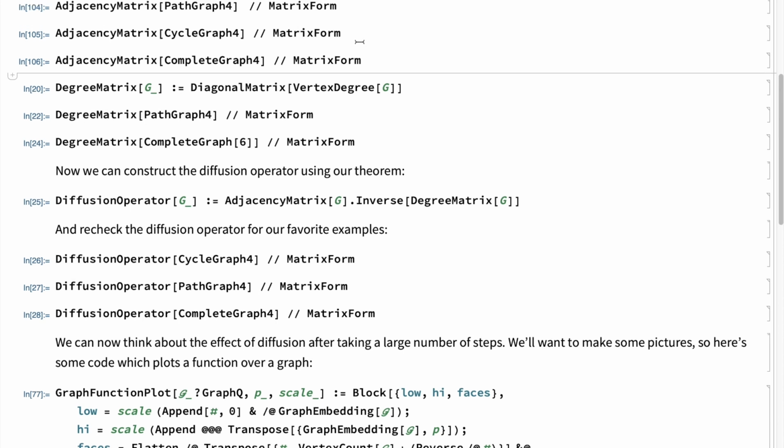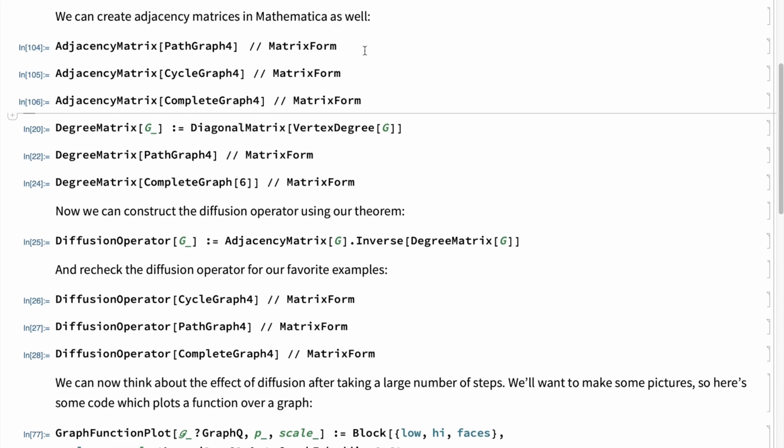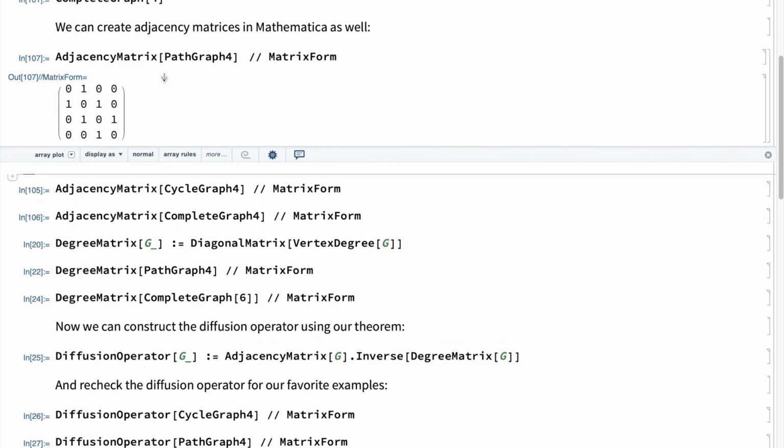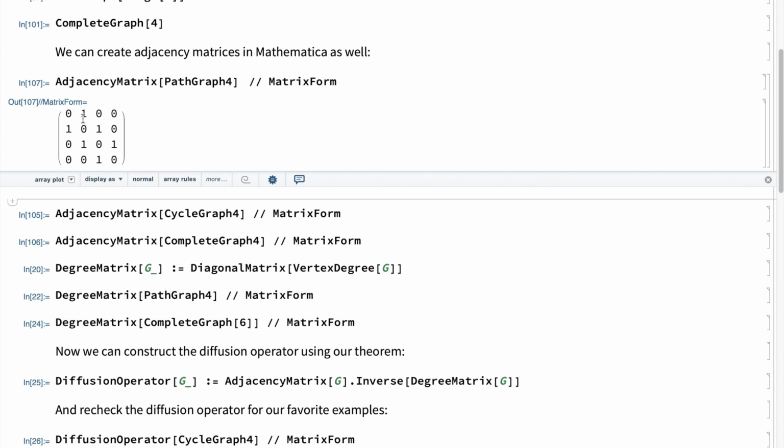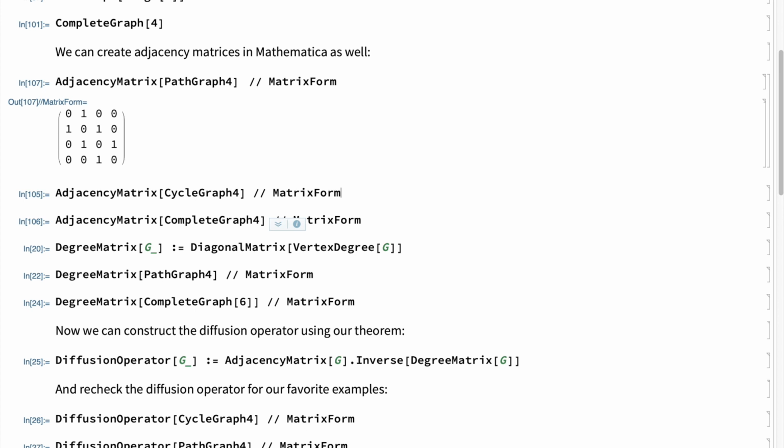Okay, now we can create adjacency matrices in Mathematica as well. So if we go ahead and Shift-Enter here for the path graph, we see that we have 1s on the subdiagonals. This 1 in the row 1, column 2 position means that vertices 1 and 2 are connected by an edge. 2 and 3 are connected by an edge. 3 and 4 are connected by an edge. And of course, symmetrically, since 1 and 2 are connected by an edge, 2 and 1 are also connected by an edge.